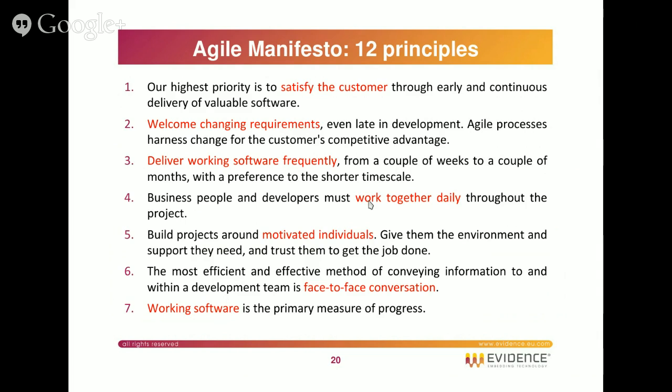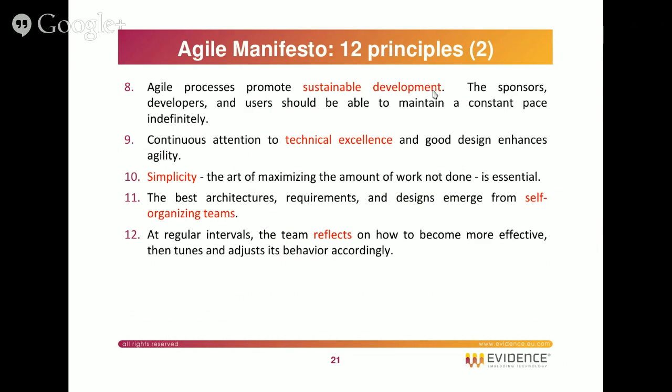Business people and developers must work together daily throughout the project. Build projects around motivated individuals. The most efficient and effective method of conveying information to and within a development team is face-to-face conversation, rather than memoranda, emails, the official documentation. Working software is the primary measure of progress. Sustainable development, that means people should not work 80 hours a week, but at a constant pace all over the project.